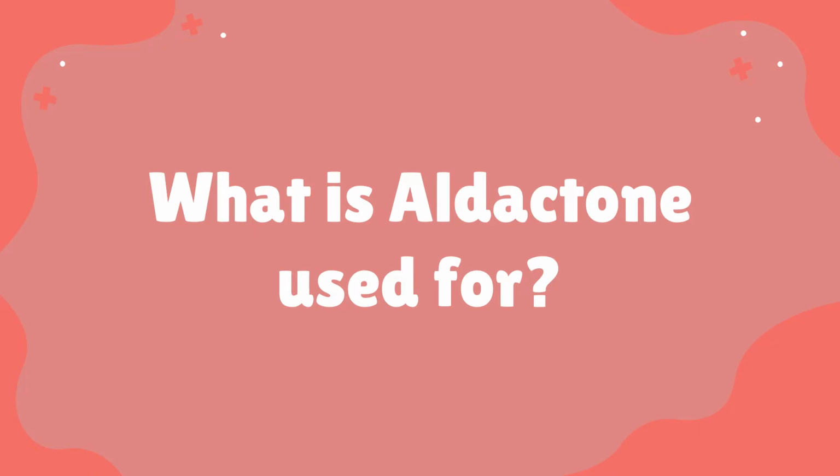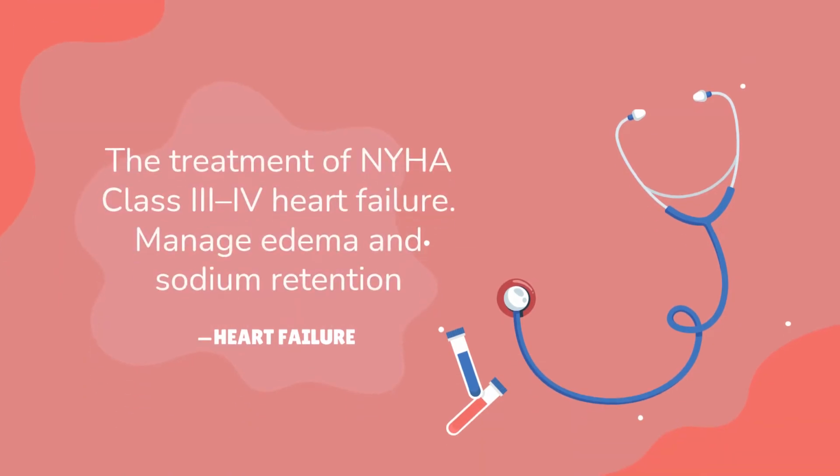So, what is Aldactone used for? Aldactone is an aldosterone antagonist indicated for heart failure, the treatment of NYHA class 3-4 heart failure. The medicine is used to manage edema and sodium retention when the patient is only partially responsive to or is intolerant of other therapeutic measures. Patients who have taken digitalis can be indicated Aldactone when other therapies are considered inferior.